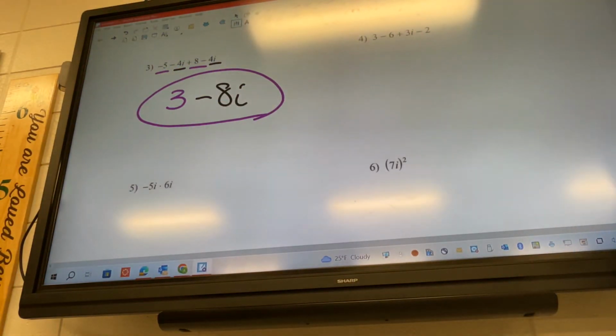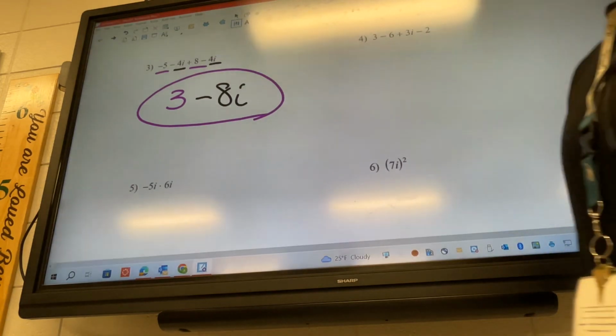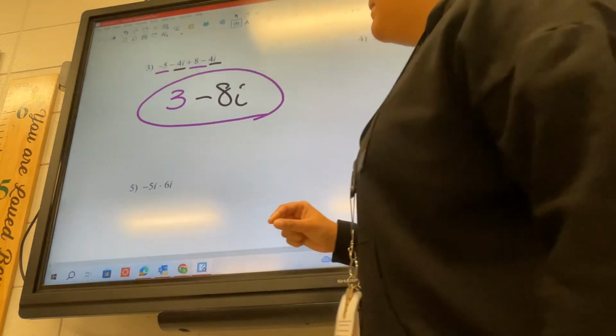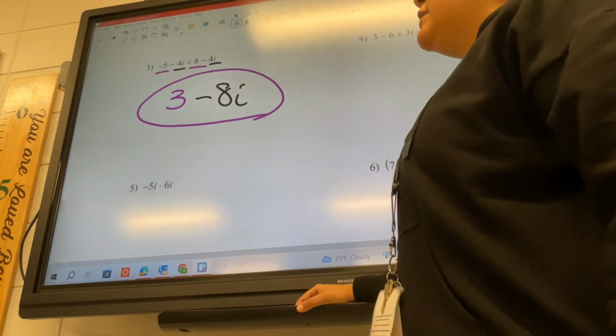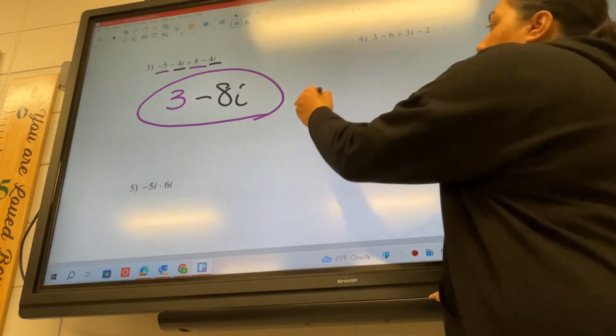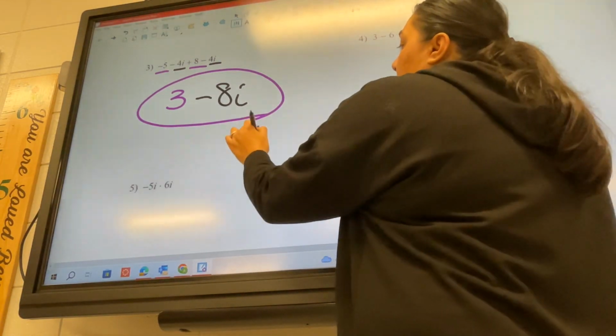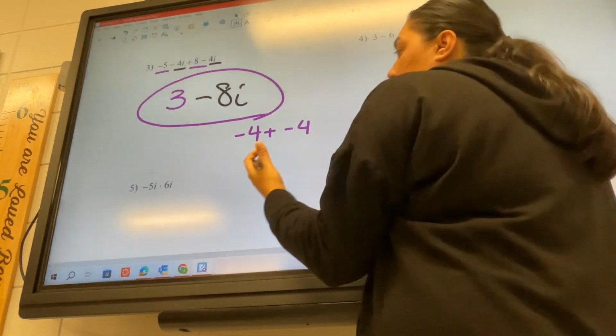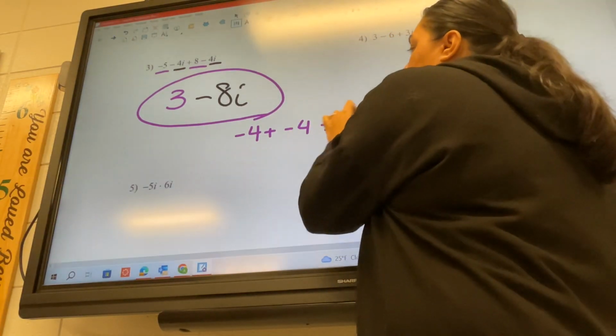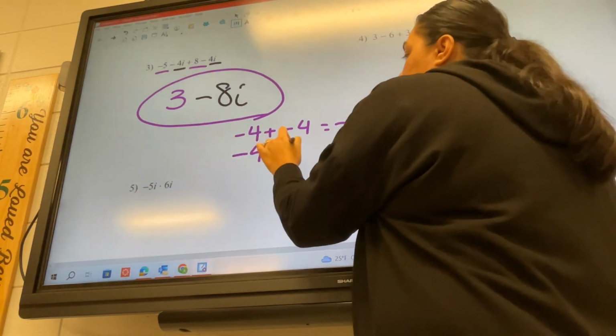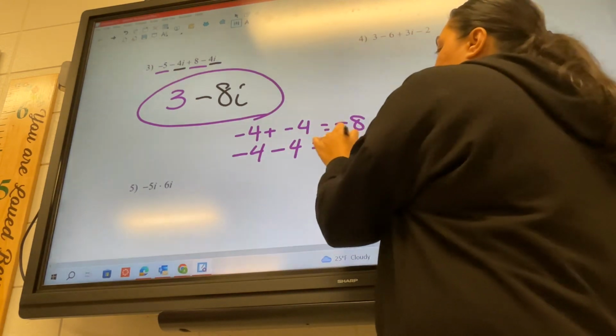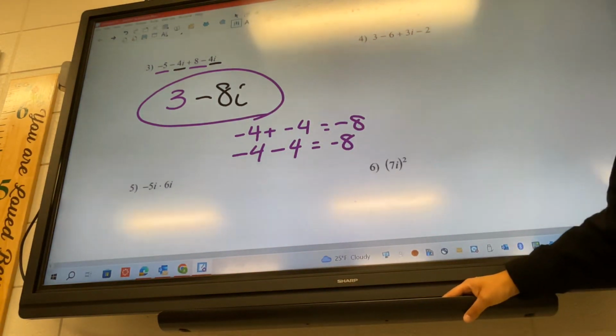I got a question. Yes, dear. Do you always add it? Say you see negative 4 and negative 4i. Do you add that or do you minus that? If you type it on the calculator, if you say negative 4 plus negative 4, you're going to get negative 8. If you say negative 4 minus 4, you're going to get negative 8. So either way, I'm going to get the same answer.